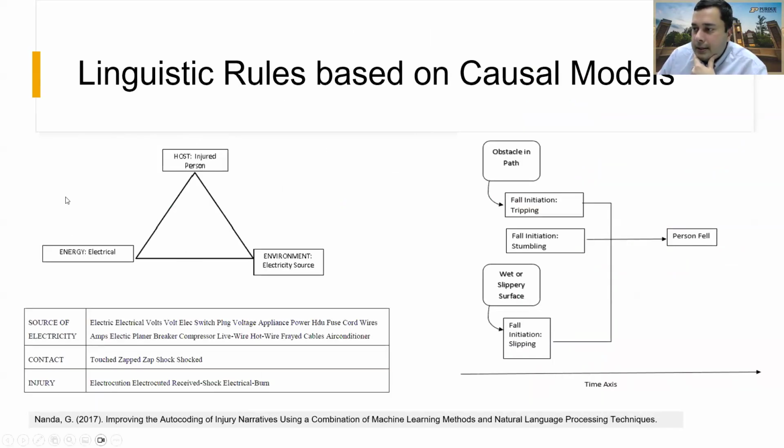Another example was the energy transfer model, which is again an accident model where there should be evidence of energy, evidence of host, an environment or instrument, and evidence of contact. So we looked for these evidences in the text by using the subject-object-verb relationship and hypernyms, and we used word2vec, which was a word embedding model launched around 2017. If these evidences were found, then it was highly likely that, for example, it would be an electrocution or a fall type of accident.